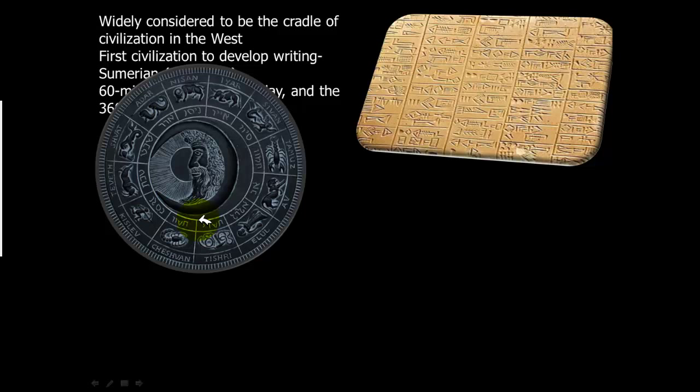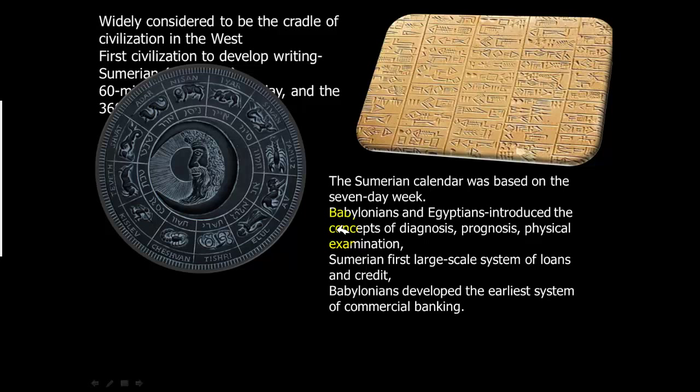Some more contributions of the Mesopotamian culture hearth are represented by this illustration here, which is actually the Sumerian calendar. The Sumerian calendar is what we use in these concepts today. They're based on the 7-day week. The Babylonians of this culture hearth and the Egyptians of the Nile River Valley culture hearth were the first cultures to introduce the concepts of modern medicine.